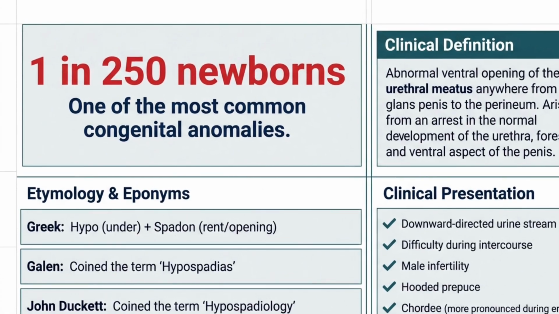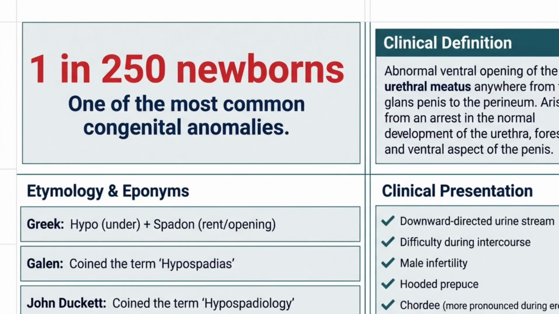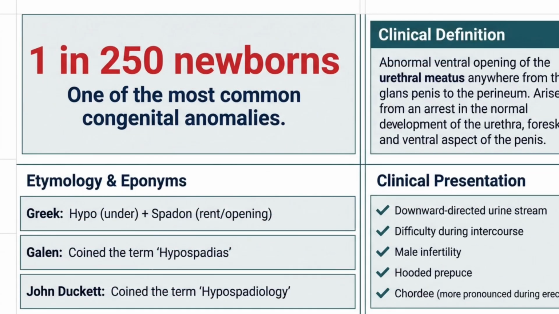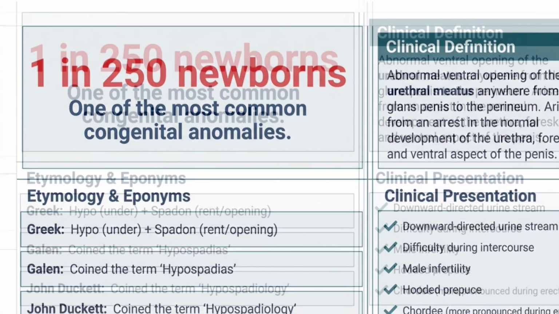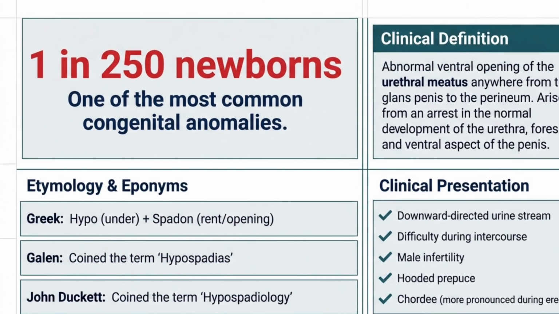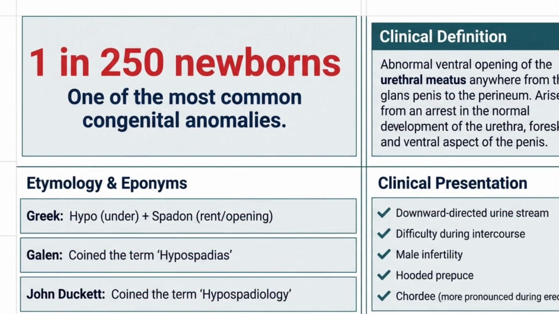The term hypospadias: hypo means under, spadon means rent or opening. Galen coined the term hypospadiosis. John Deckard coined the term hypospadiology. Clinical definition: abnormal ventral opening of the urethral meatus anywhere from the glans penis to the perineum.